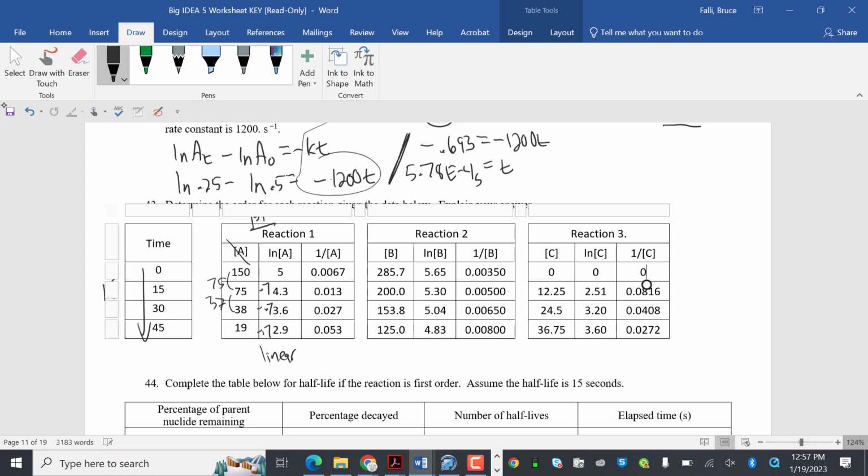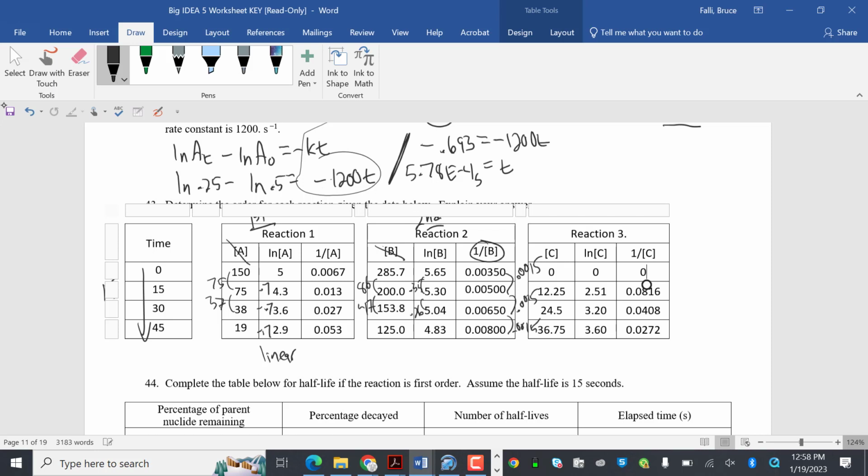Okay. Reaction 2. This went down by 86. This went down by 43, 47. Not linear. This went down by 0.35. This went down by 0.26. And yeah, that's not the same. So this went up by 0.0015. This went up by 0.0015. So up by 0.0015. So this is the 1 over b. So this is second order.